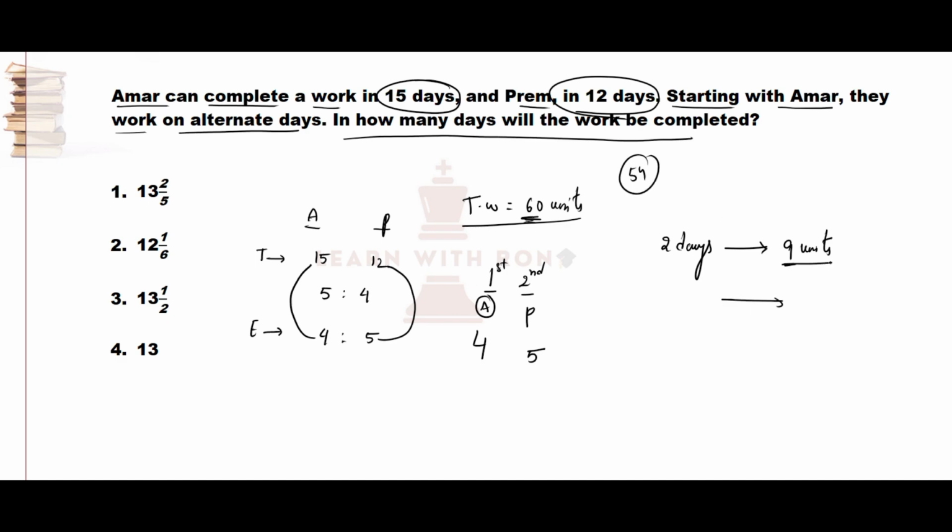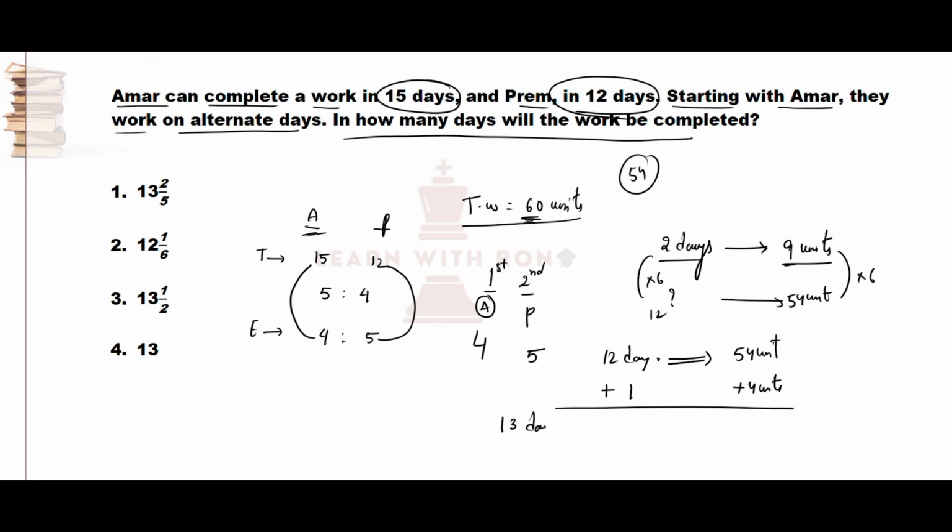So if 9 units is done in 2 days, 54 units is done in how many days? 9 sixes are 54, 2 sixes are 12. So in 12 days, they completed 54 units. So on the next day, again Amar will come, right? So again he will do 4 units of work. See here, 13 days completed and they both did 58 units of work.